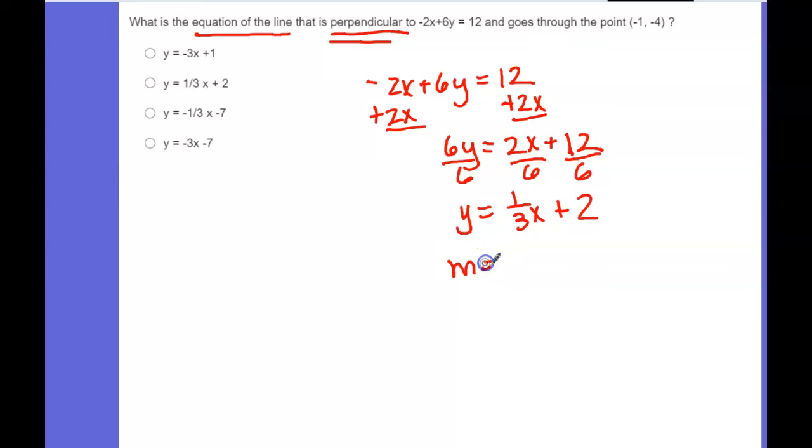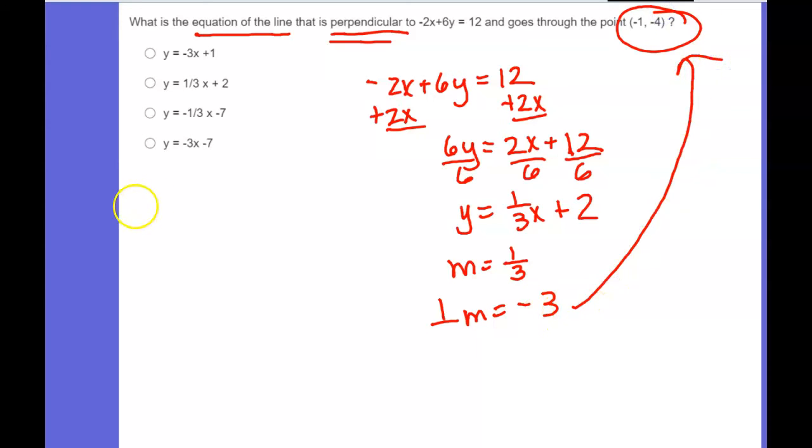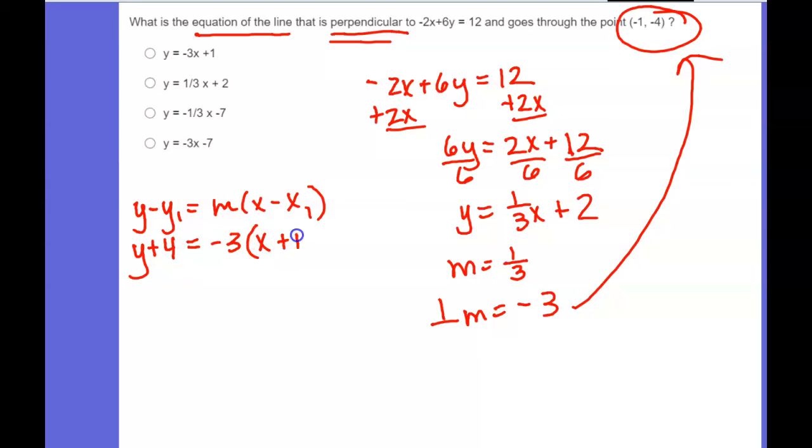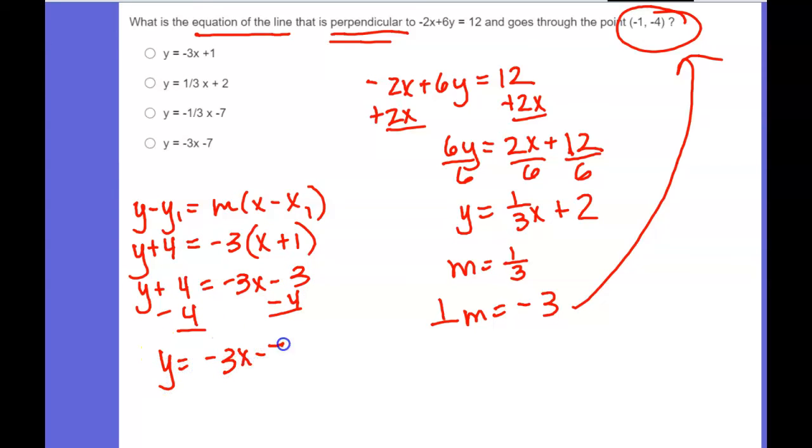So our slope here is 1/3. Now our perpendicular slope would be the negative reciprocal, so a negative 3, or 3 over 1. We now use that new slope with this point, y minus y of 1 equals m times x minus x of 1. We're using point slope form. So y, we're going to say plus 4 because we're subtracting a negative, is equal to negative 3 times x plus 1. We distribute, we get negative 3x minus 3, and then we subtract 4 from both sides. We end up with y is equal to negative 3x minus 7. So that's how we get that answer.